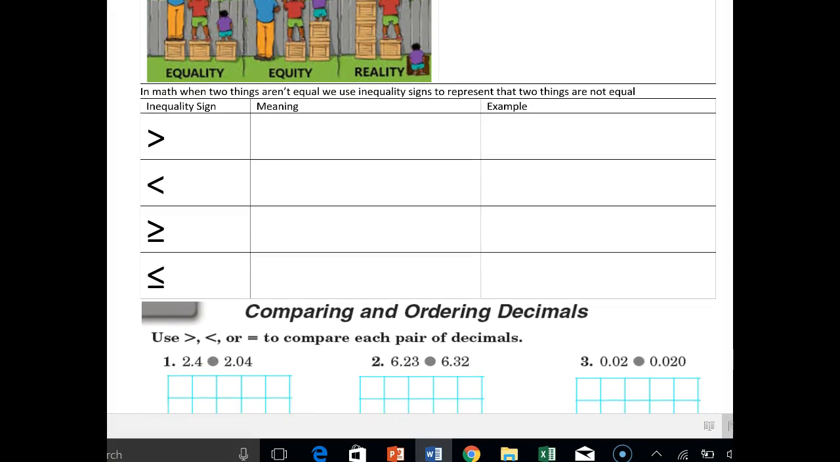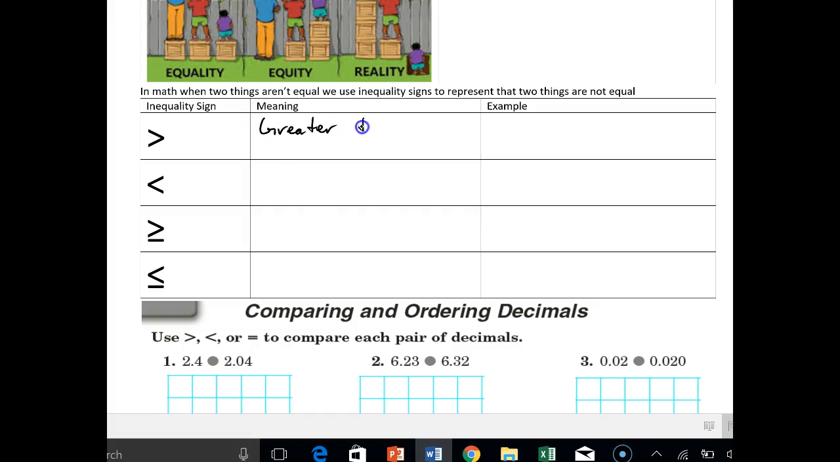All right, let's take a look at the inequality signs. First of all, this sign means greater than. An example of greater than is 5 is greater than 4, or 0.2 is greater than 0.16. Now you may be saying, wait, that says 2 and that says 16, but remember, 0.2 is really 0.2, and then you fill in an empty space. 0.20 is greater than 0.16. The next one, less than. We have 4 is obviously less than 5, or 0.16 is less than 0.2.